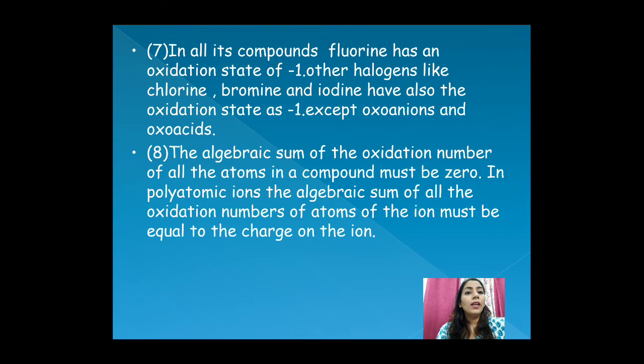Rule number 7. In all its compounds, fluorine has an oxidation state of -1. Other halogens like chlorine, bromine and iodine also have the oxidation state -1 except in oxoanions and oxoacids. Rule number 8. The algebraic sum of the oxidation numbers of all the atoms in a compound must be 0. Whatever elements are present in that compound, the total oxidation number will be 0.